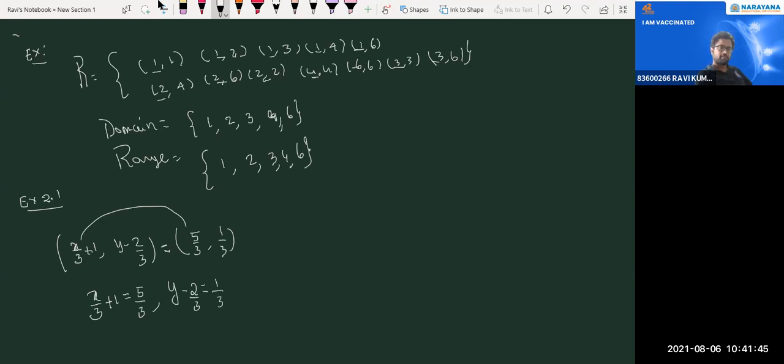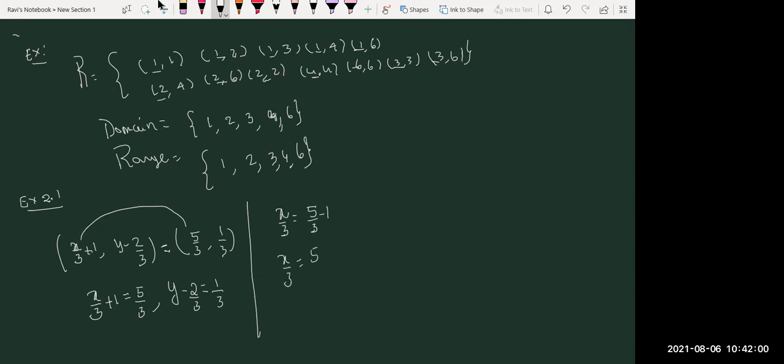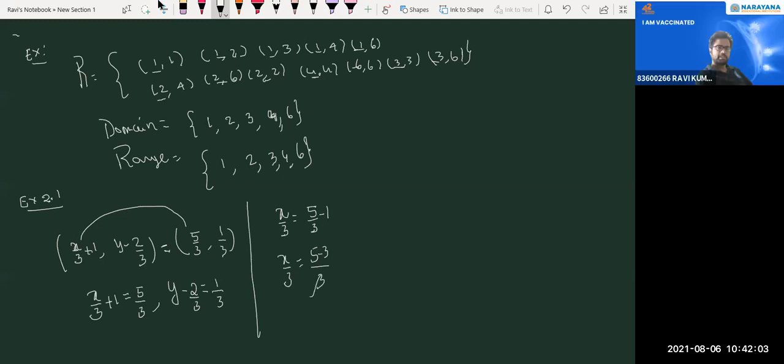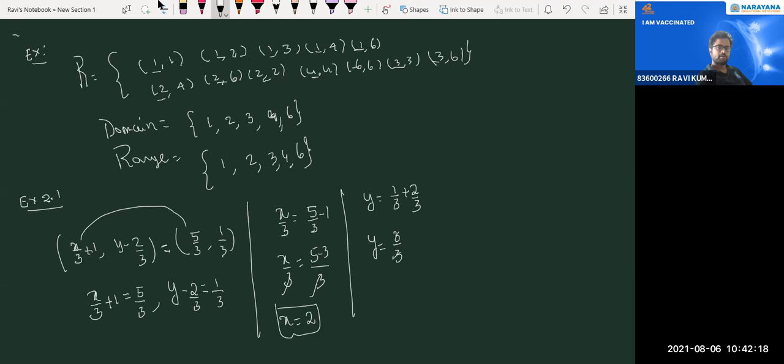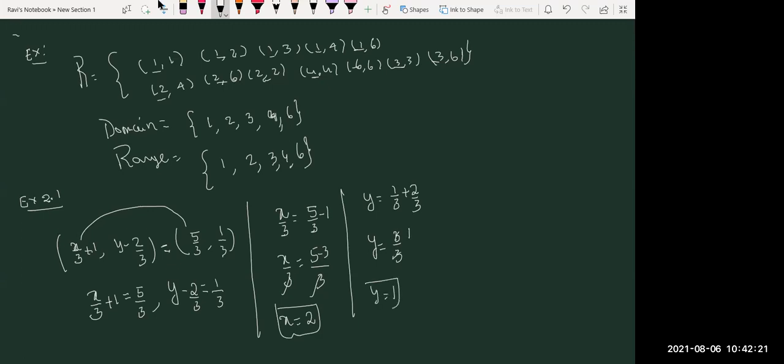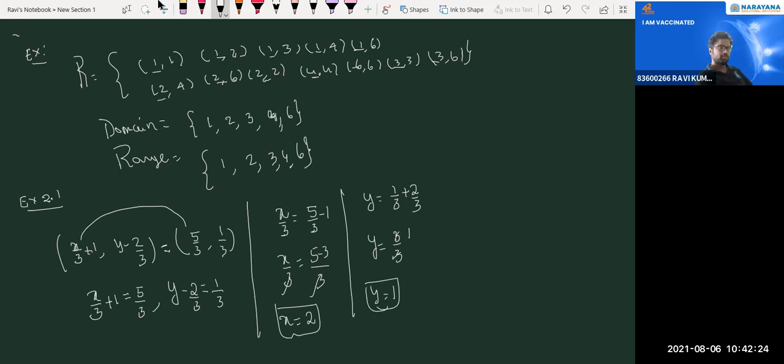Both the second numbers have to equate now. Send this plus one to the other side. How much will you get? 2 by 3, correct? Very good. 3 and 3 cancel or not? Yes, sir. What about y? One, sir. Y equals 1. They asked us to find the x, y values. X equals 2 and y equals 1.